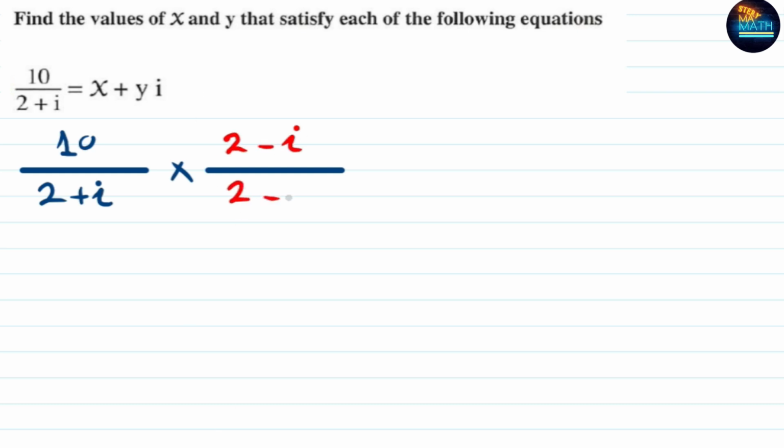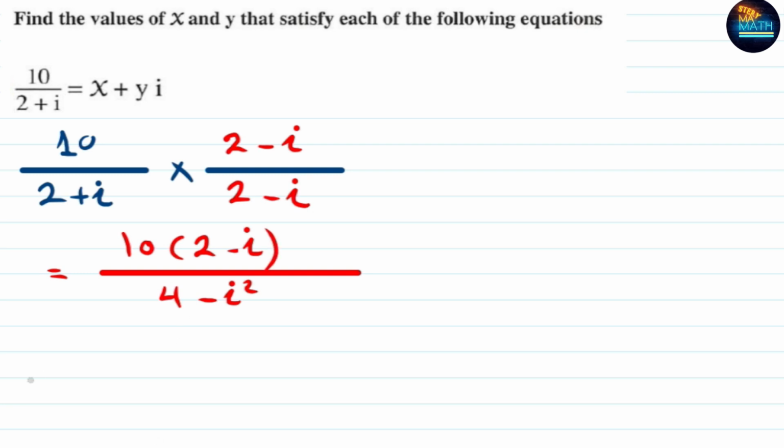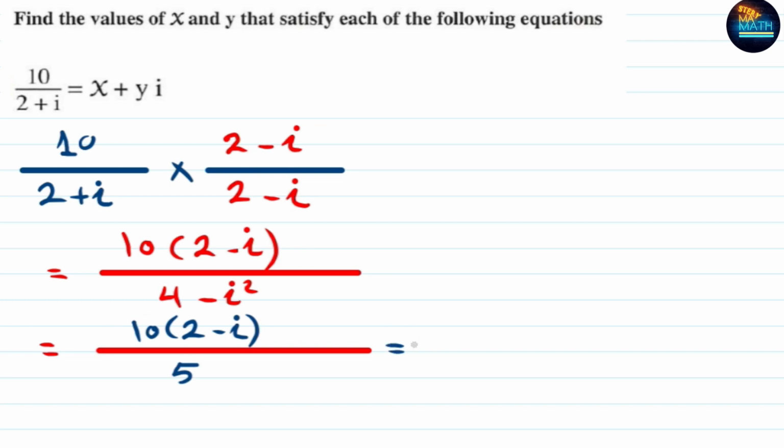Let's start with the denominator. 2 times 2 is 4, and i times negative i is negative i squared. And in the numerator, we have 10 multiplied by 2 minus i. I'm just keeping 10 outside of the parentheses until we see the answer in the denominator, because maybe you can simplify the 10 with the answer of the denominator. So in the denominator, 4 minus i squared is 4 minus negative 1, which is 4 plus 1. That means 5. So we have 10 over 5, which is 2, times 2 minus i, which is 4 minus 2i.